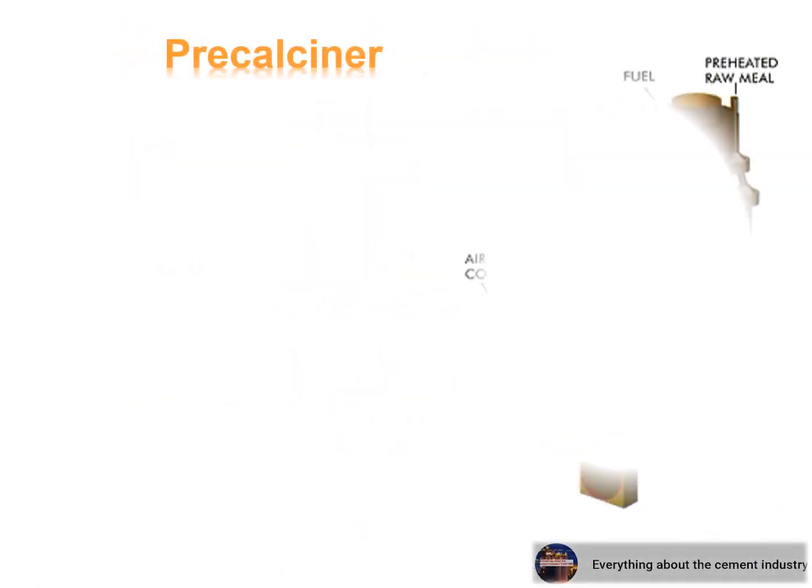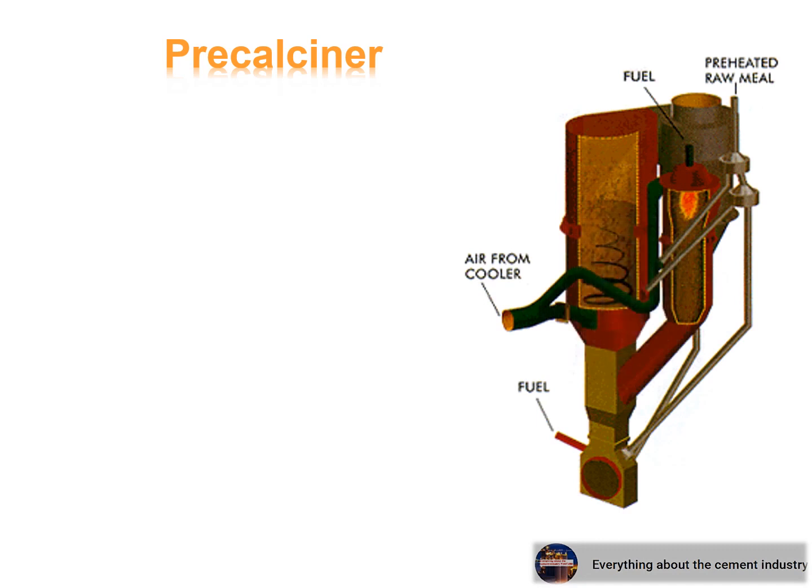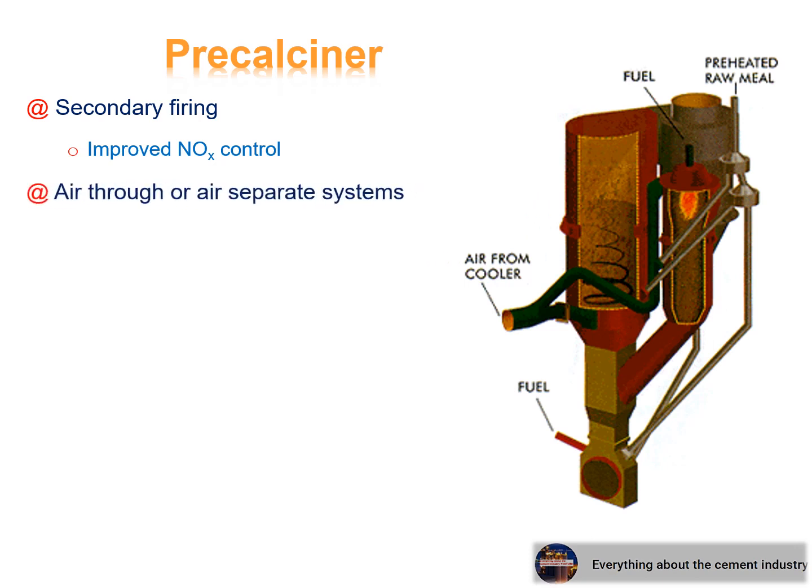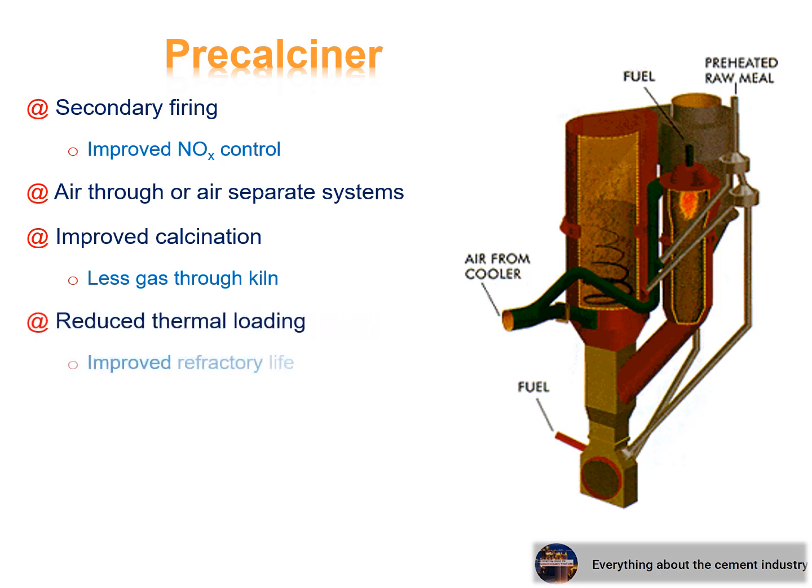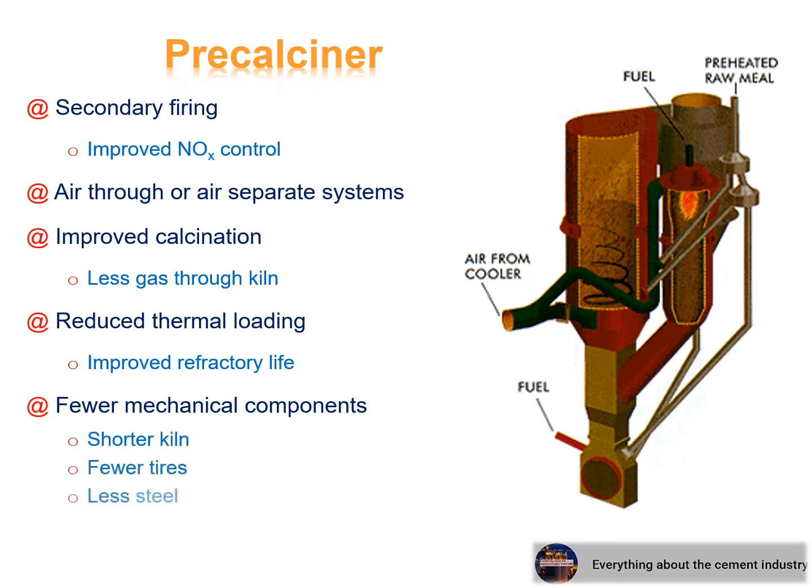Precalciner. Most important characteristics of the precalciner: 1. Secondary firing: improved NOx control. 2. Air through or air separate systems. 3. Improved calcination: less gas through the kiln. 4. Reduced thermal loading: improved refractory life. 5. Fewer mechanical components: shorter kiln, fewer tires, less steel, less refractory, smaller motor.